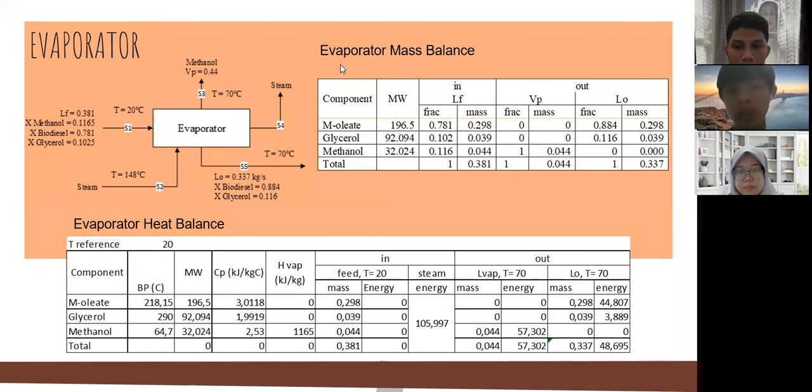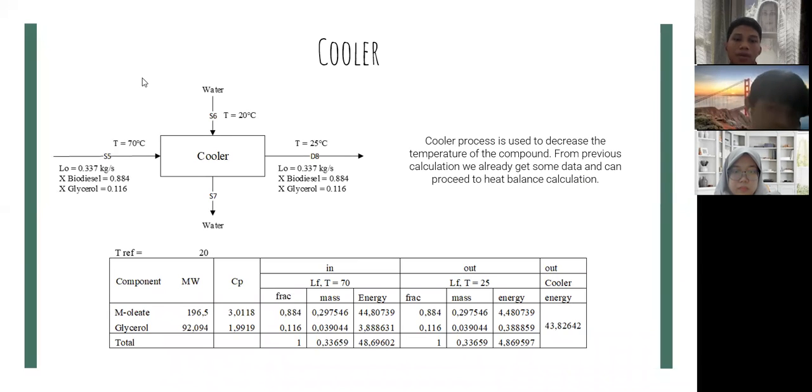Beside it, there is the mass balance of the evaporator calculation. From here we can see the mass calculation for each component, and below is the heat balance of the evaporator, using a reference temperature of 20 degrees Celsius. From here we can see the energy from each component and also each flow. So we can conclude that the steam energy that we need to evaporate the methanol is around 105,997 kilojoule.